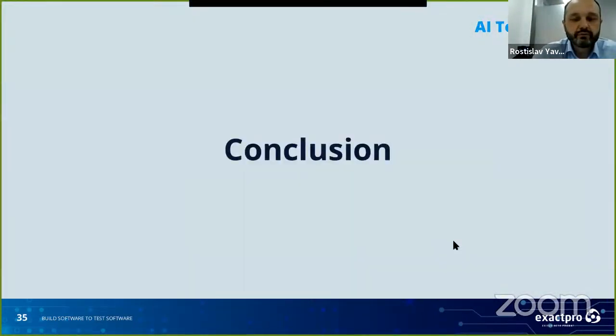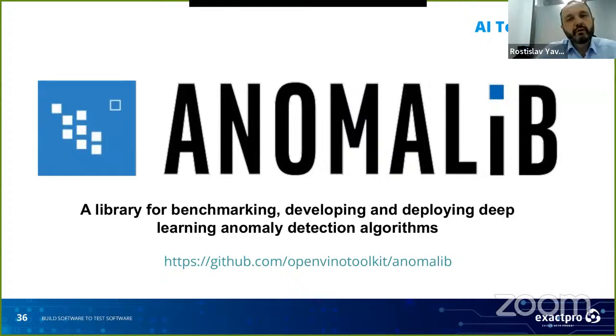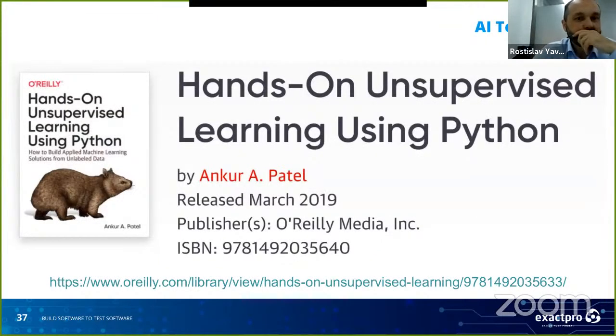Okay, so to conclude, surely there are a lot of different already implemented libraries and algorithms, and I would recommend one of them. This is Anomalib, a library for benchmarking, developing, and deploying deep learning anomaly detection algorithms. And here is the link. And surely there are different libraries and tools. Also, there is a book. I read some chapters while preparing this lecture. I really like it, so I decided to recommend it to you. This is exactly a book on unsupervised learning using Python. And again, you can see the link here.